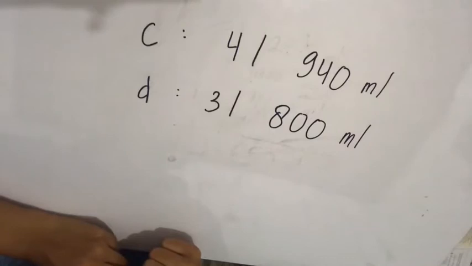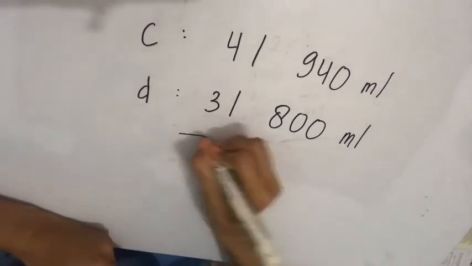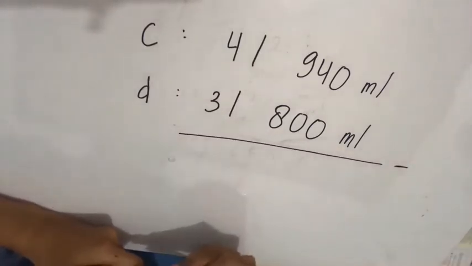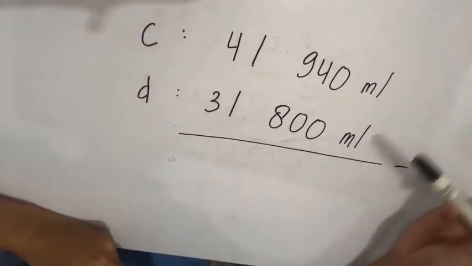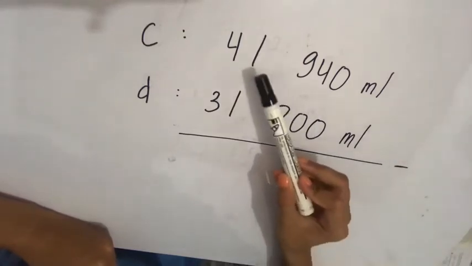Now we go to the next one, which is subtraction. Bottle C is 4 liters and 940 milliliters. Bottle D is 3 liters and 800 milliliters. Now, what is the difference of bottle C and D? If you are finding the difference, we need to do subtraction. Remember the two steps: we need to subtract the milliliters first, and after that we will go to liters.